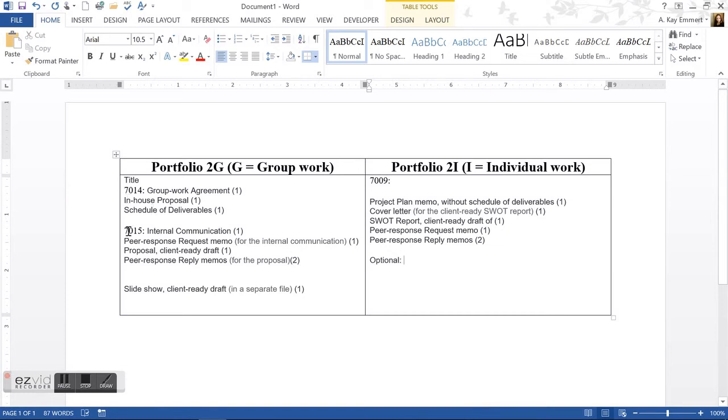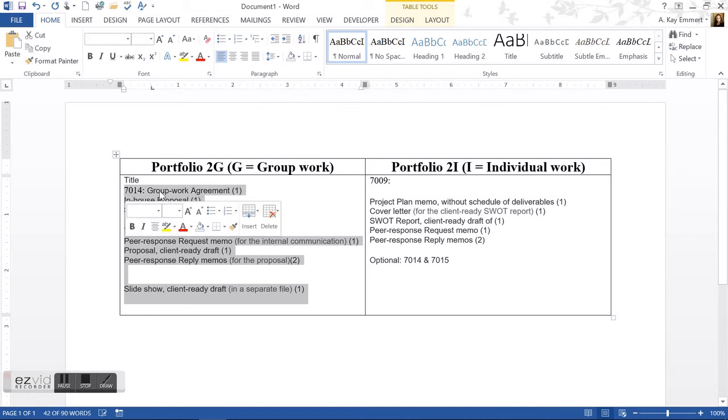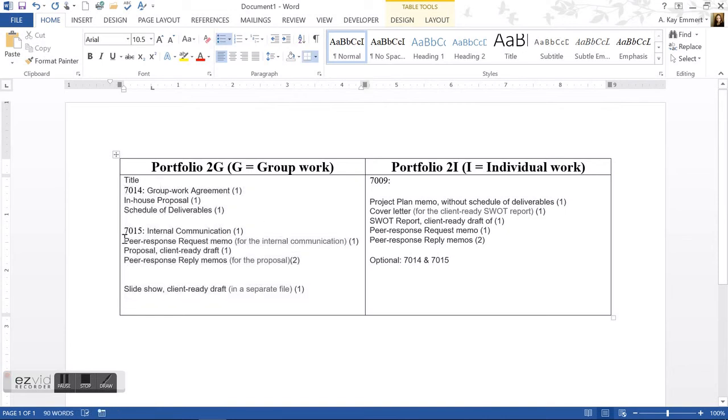It would be the exact same documents as over here, and you're welcome to only do 7014 or 7015. That's up to you, or you can do both. But the idea is that you should not do this individual revision of 7014 and 7015 until after the group one. I don't want to read two completely unrelated revisions.